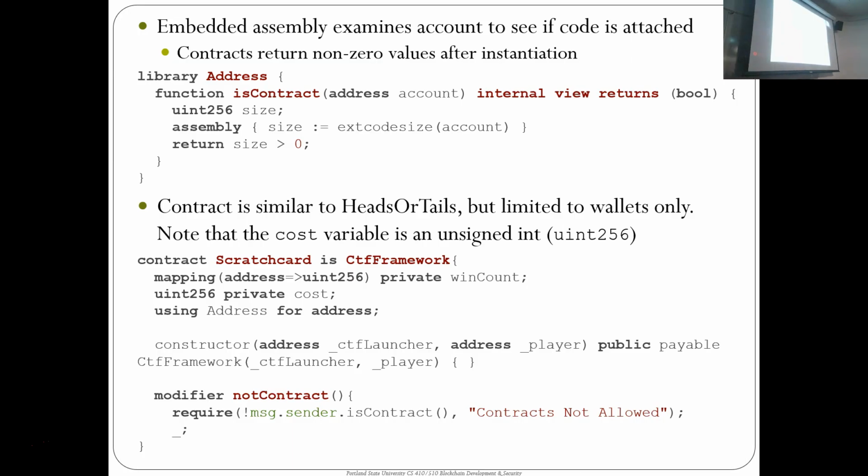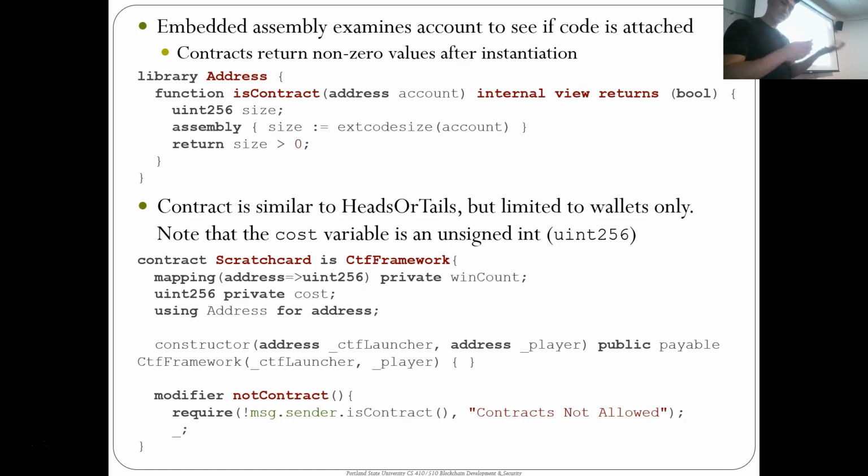This particular one, so you saw with the heads or tails, that if you are sitting there writing a program to attack that contract, you have all of the variables that that contract has, and then you can programmatically win the coin flip every single time. So scratch card is attempting to make it so that no smart contract can participate. It's trying to make sure that only wallets interact with this smart contract.